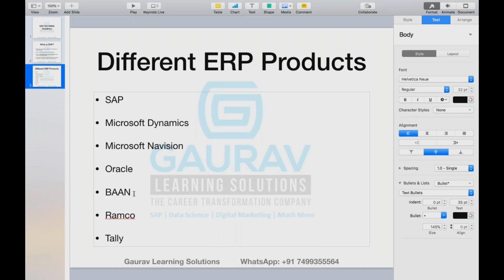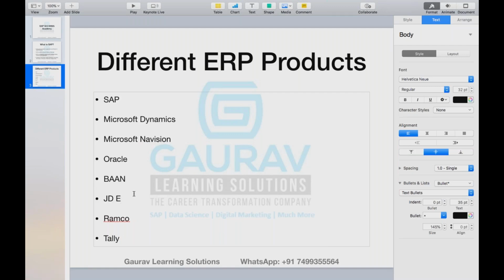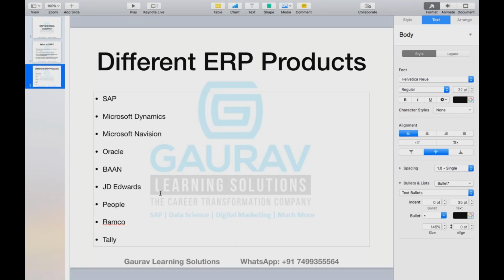BAN, JD Edwards, these were some of the ERP products available during those days. But later on, when Oracle came into the picture, slowly Oracle acquired all these companies. JD Edwards, BAN, PeopleSoft, these are various products which were acquired by Oracle, and now these are part of Oracle itself. So within Oracle apps, it includes some of the functionalities of BAN, some of the functionalities of PeopleSoft. That is the reason nowadays BAN and JD Edwards are like history.